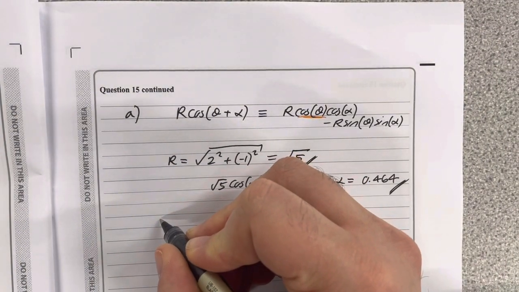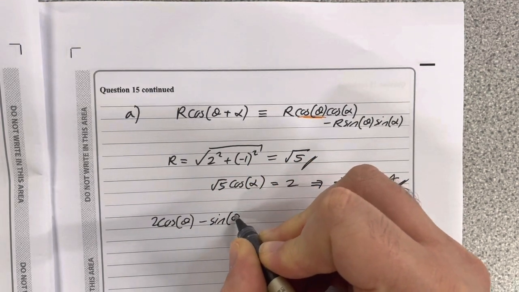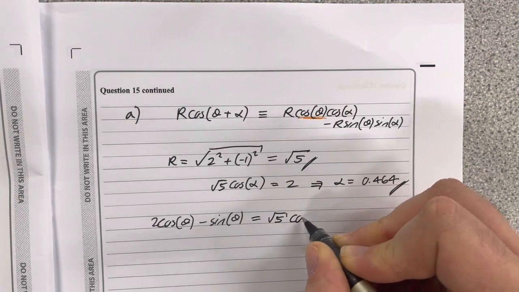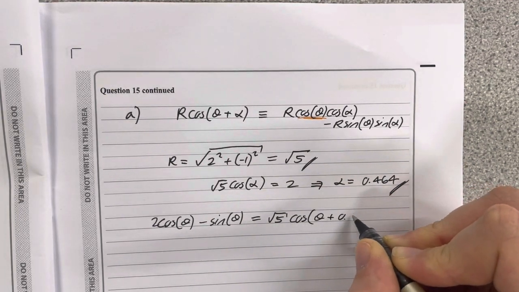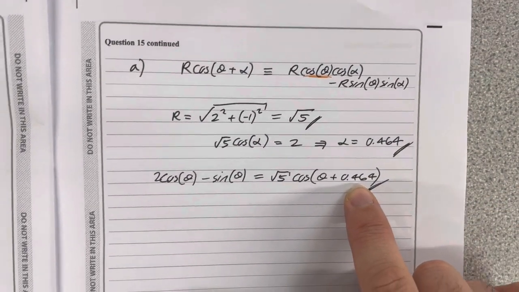Okay, so therefore 2 cos theta minus sine theta is equal to root 5 times the cosine of (theta plus 0.464). Okay, pretty much that. This is rounded to 3dp.